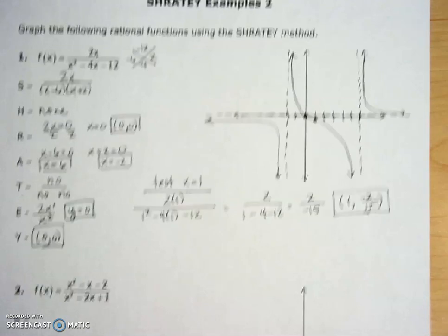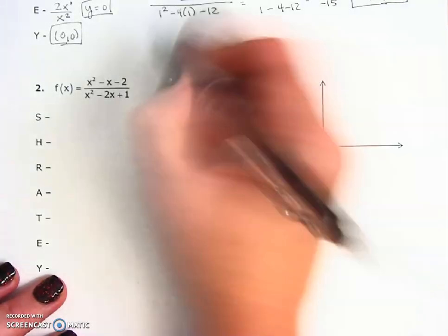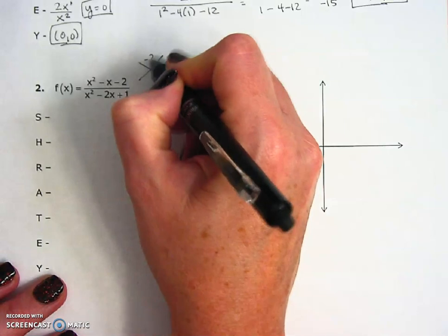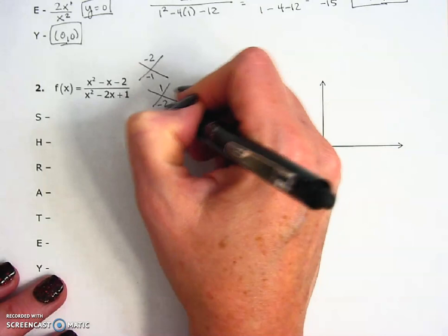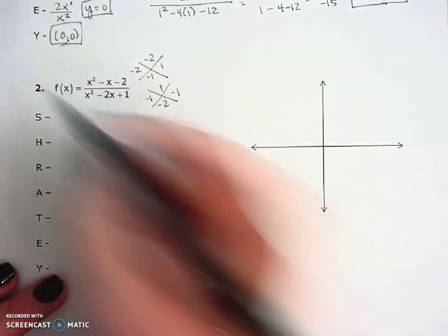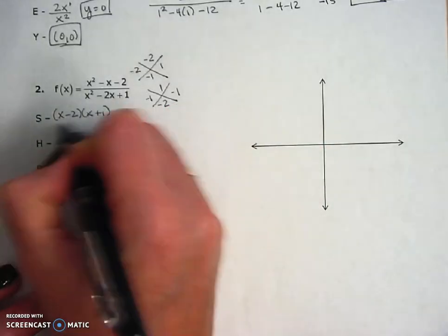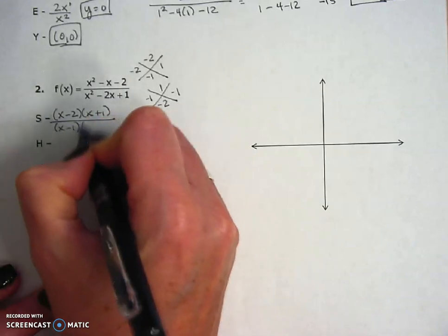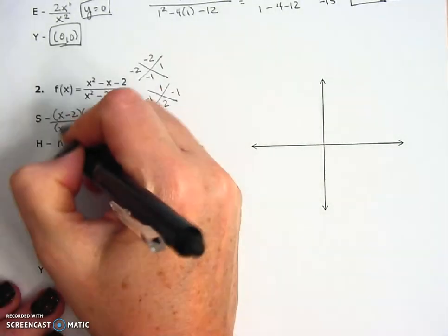For number 2, we are going to factor the numerator and the denominator using the cross method. So in the top, what multiplies to negative 2 and adds to negative 1. In the bottom, what multiplies to 1 and adds to negative 2. So I've got my terms, so that's going to give me x minus 2, x plus 1 on top, x minus 1 on the bottom, and nothing cancels out. So this is where I'm at, so that means no holes.